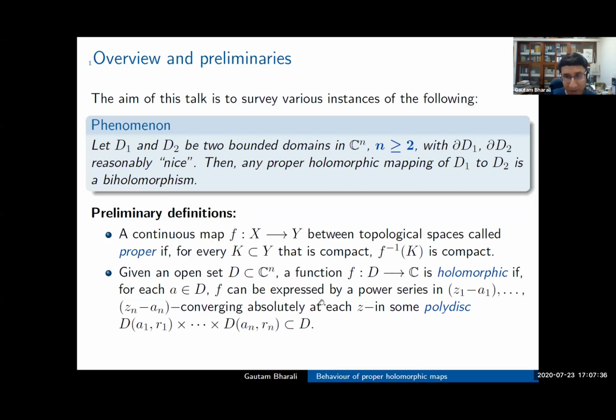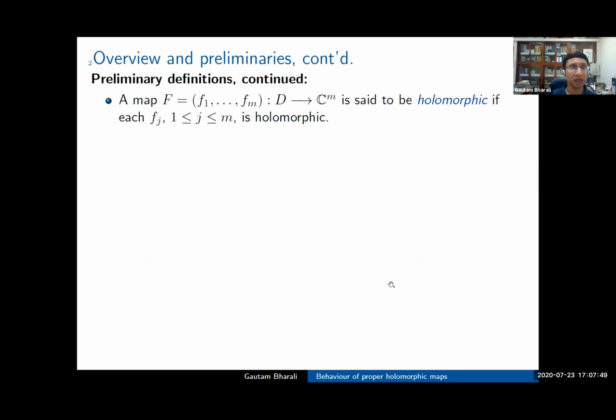I would like to note that in giving this definition, I've also defined what we mean by the term polydisk. A polydisk is simply a Cartesian product of disks, planar disks. Okay, next. So we'd like to know when a vector valued map.